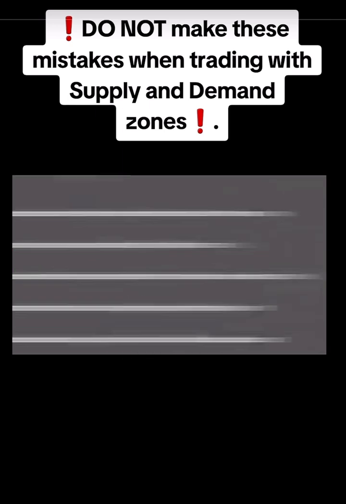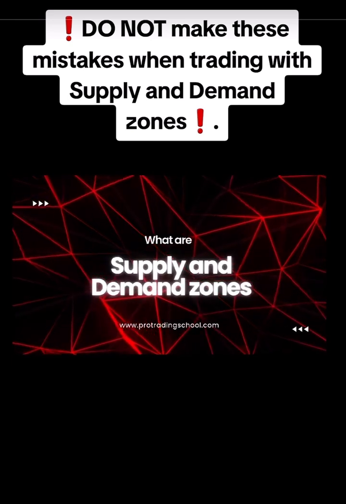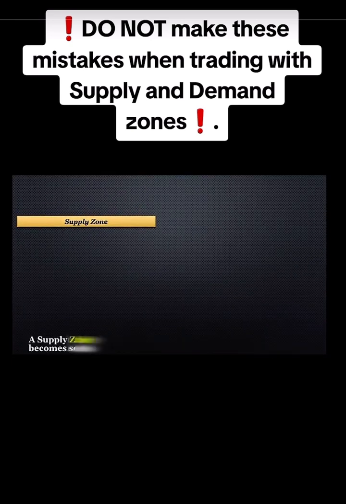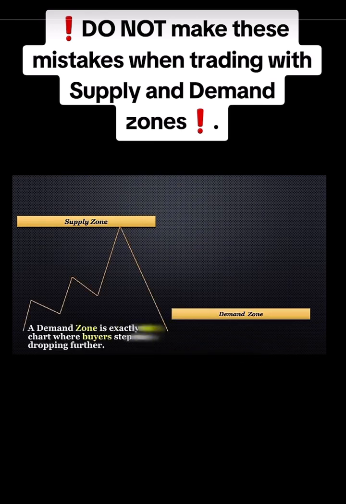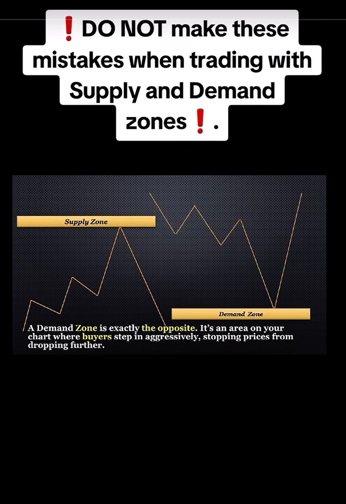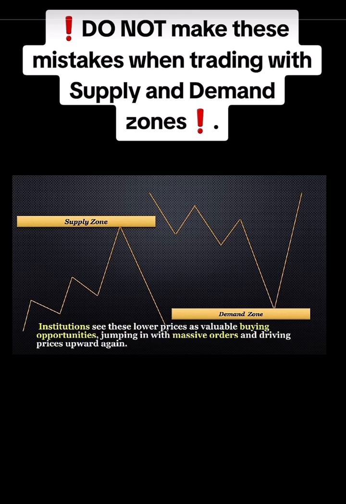Let's get started. What exactly are supply and demand zones, and why do the world's best traders rely on them? Simply put, a supply zone is a price area where selling pressure becomes so intense that it stops prices from climbing higher. A demand zone is exactly the opposite. It's an area on your chart where buyers step in aggressively, stopping prices from dropping further. Usually, demand zones form after a market decline. Institutions see these lower prices as valuable buying opportunities, jumping in with massive orders and driving prices upward again.